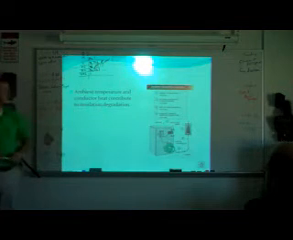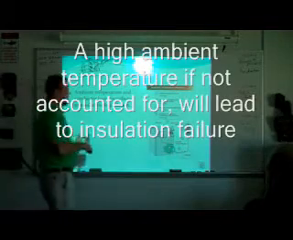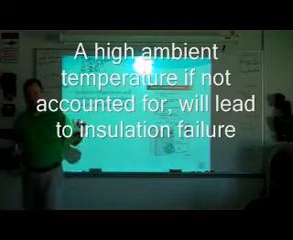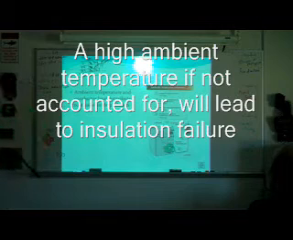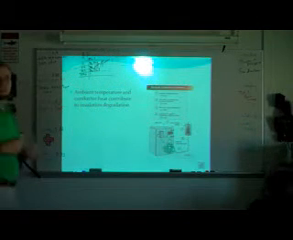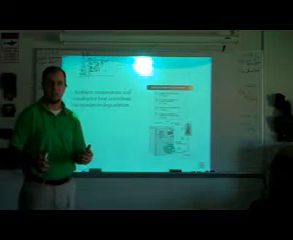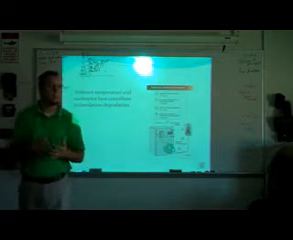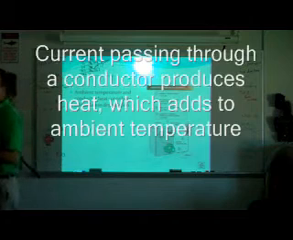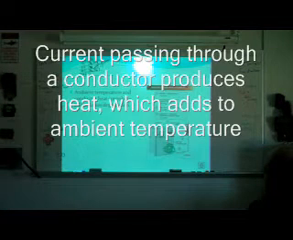Ambient temperature and conductor heat contribute to insulation degradation. Not only do you have to take in the ambient temperature, but whenever you push current through a conductor, you give off heat. This is most commonly found in factories, and then when you put them inside a conduit where you can't get rid of that heat, it becomes an even bigger issue.